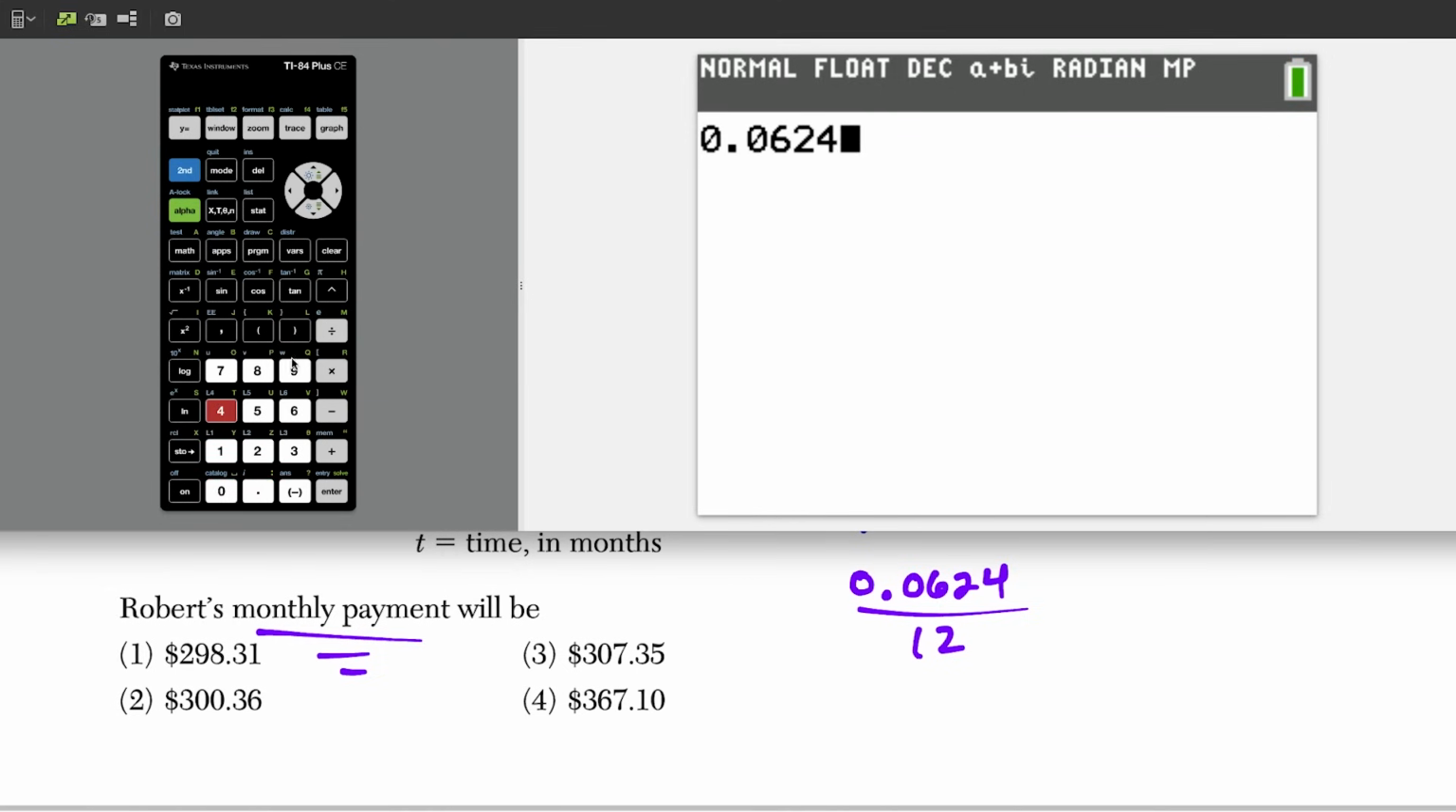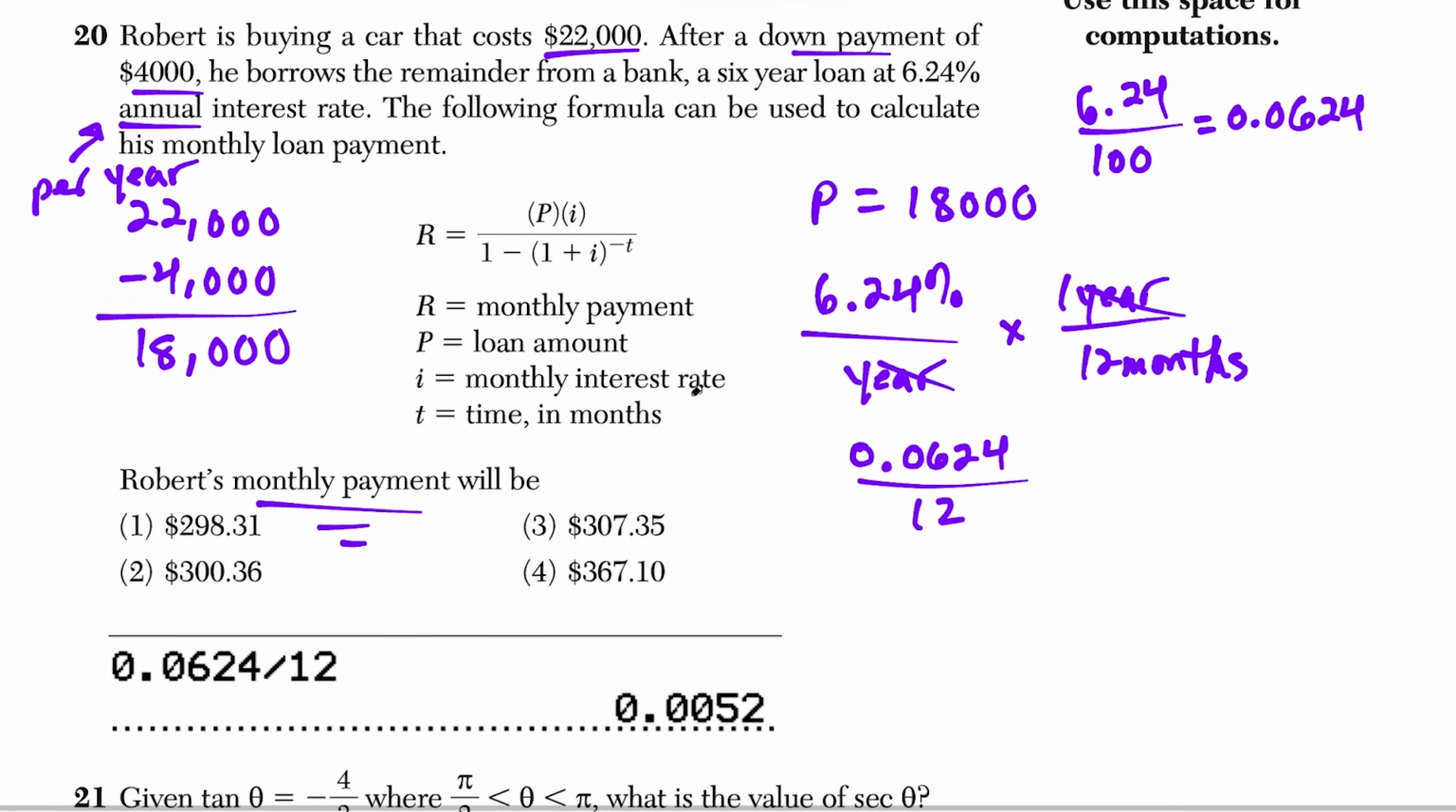So we have 0.0624, and we're dividing this by 12, and here is our monthly interest rate. So we can name this as the variable I so that it matches the question. So we have I equals, and this simplifies to 0.0052. And then the next thing we have to find here is T, which is the time in months.